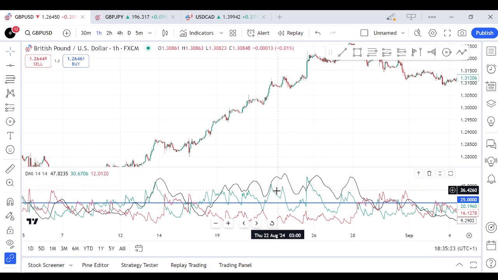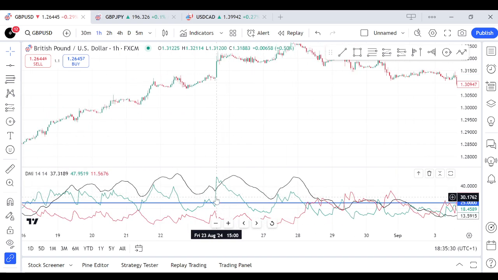The first is the positive DI line, usually colored green, which is this line right here. The green line, that is the positive DI line, and this measures upward price movements. So when this line rises, it indicates buying pressure in the market. And the next component is the negative DI line, usually colored red, which is this one. And this line tracks downward price movements. A rising negative DI line signals increasing selling pressure.